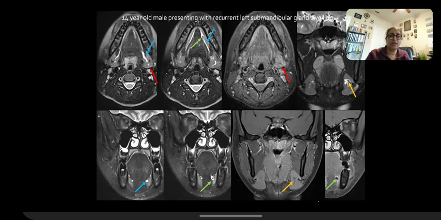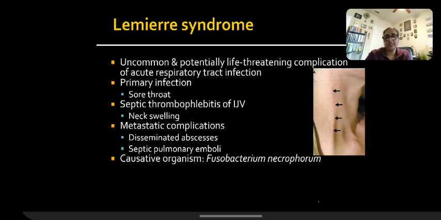Okay, so we saw that. Coming to Lemierre syndrome, this is important to diagnose. It's uncommon; I've seen only one or two examples of this in my lifetime. It's a potentially life-threatening complication that occurs following an upper respiratory tract infection. Usually patients have a sore throat, then they present with this cord-like swelling along the external jugular vein or internal jugular vein. And then from there, they can get all these metastatic complications.